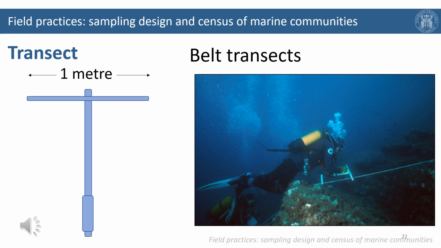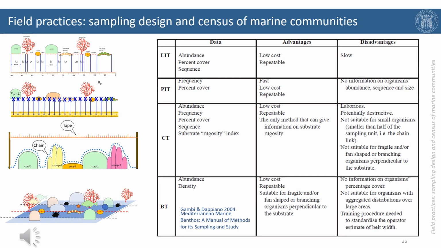To carry out a belt transect, a 1-meter stick could be used to estimate the width of the belt. The dive slate could be fixed on this stick. This table summarizes advantages and disadvantages of the most used transect typologies.